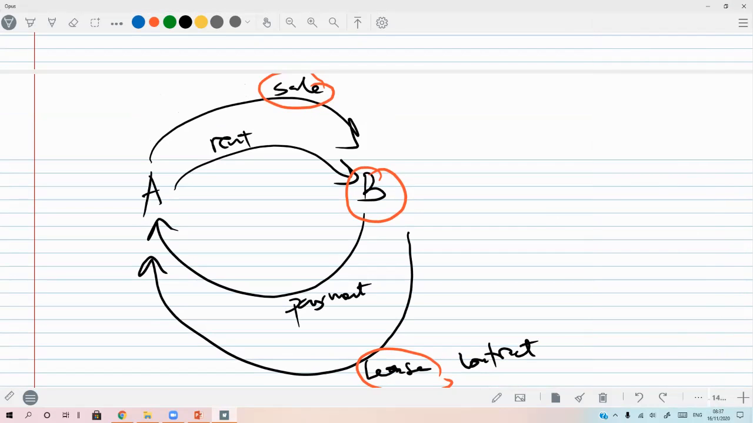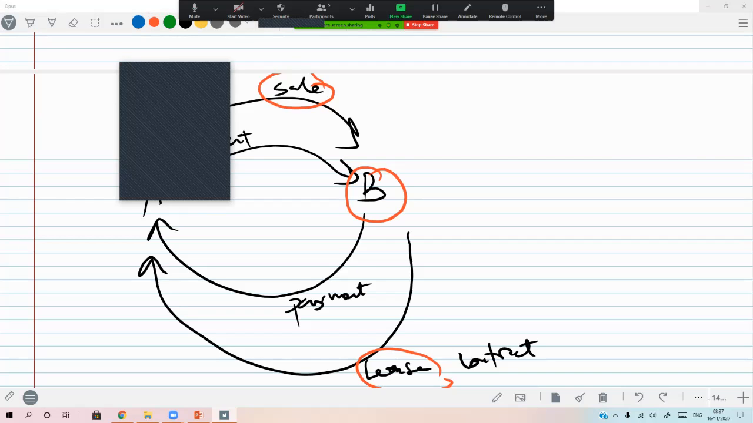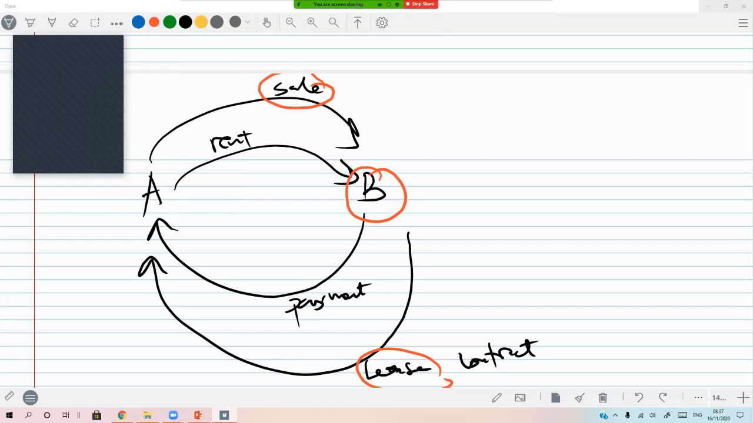But what is the economic substance of this transaction? What is the economic substance of this transaction? What you have here is the legal form of it: that A made a sale of the asset to party B, then leases the asset back for a certain period of time with the promise of paying rent. What's the economic reality behind this transaction?